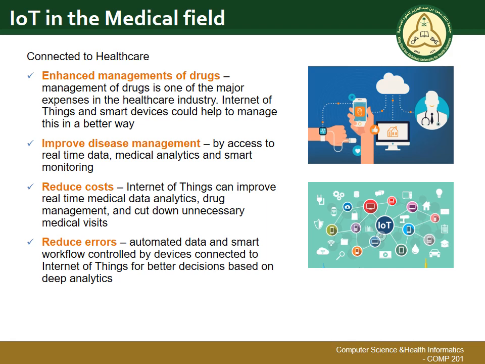Last but not least, it reduces errors. How is that possible? By automated data and smart workflow controlled by devices connected to the Internet of Things for better decisions based on deep analytics. So if we have the Internet of Things and give it a lot of data, it can actually give you a better decision to make.